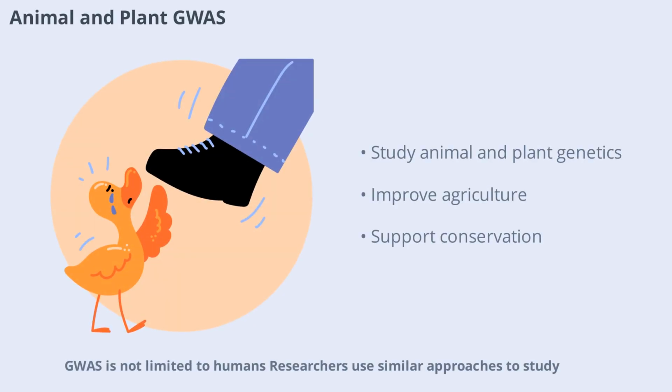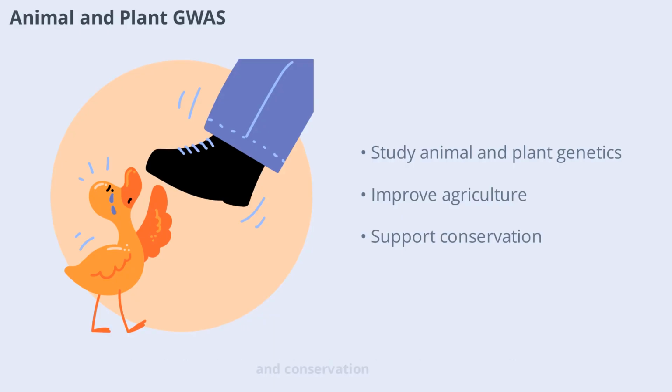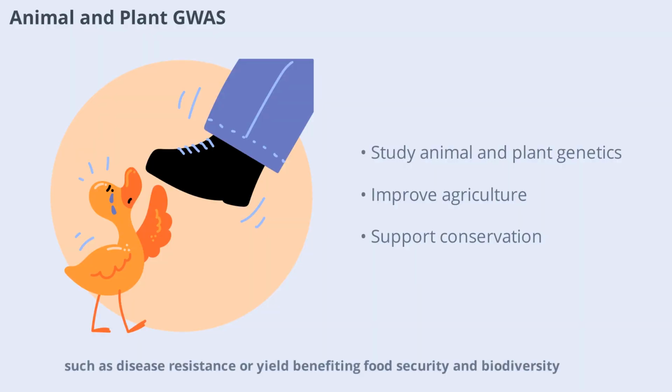GWAS is not limited to humans. Researchers use similar approaches to study genetic traits in animals and plants, improving agriculture, breeding, and conservation. These studies help identify genes responsible for important traits such as disease resistance or yield, benefiting food security and biodiversity.